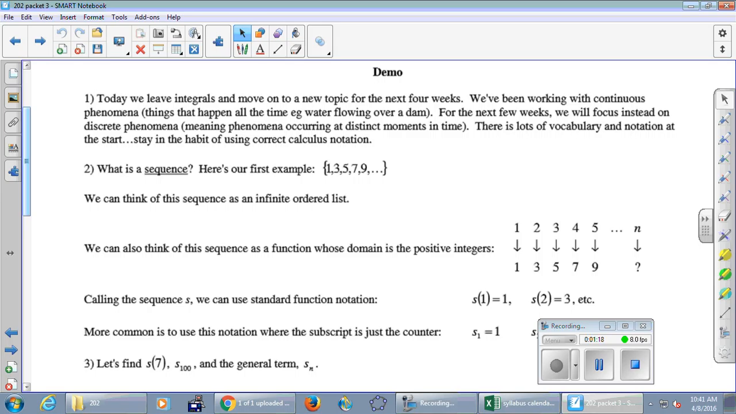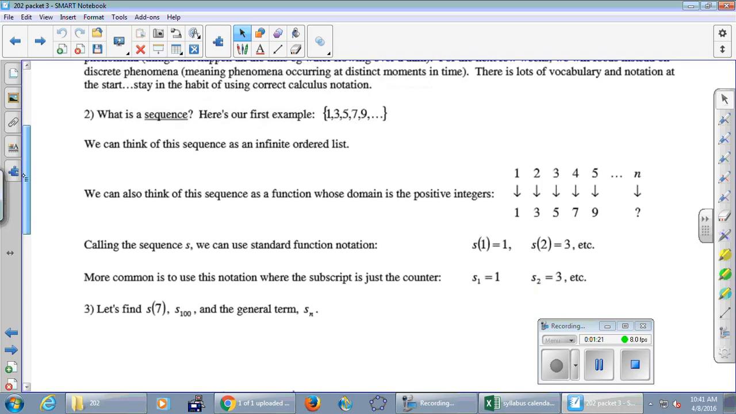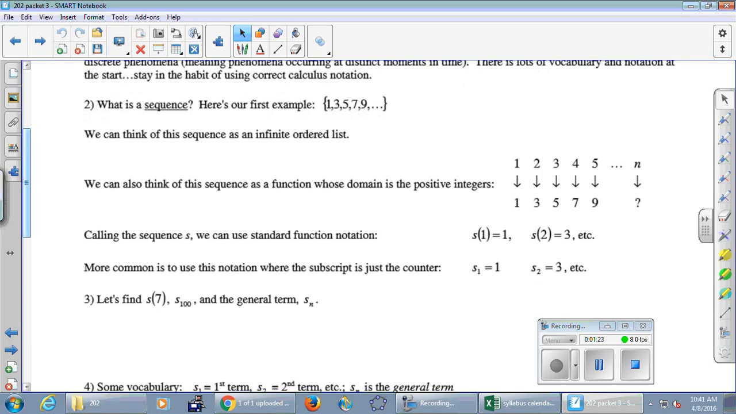There's lots of vocabulary and notation at the start. Stay in the habit of using correct calculus notation. So the demo here is fairly straightforward, but the activity is quite long, and so we're just going to kind of fly through this easy stuff together so you have lots of time working in your groups on the activity.